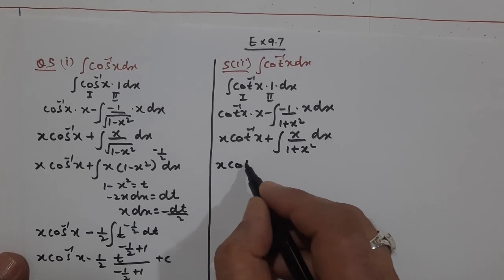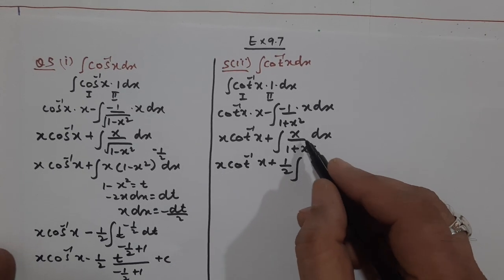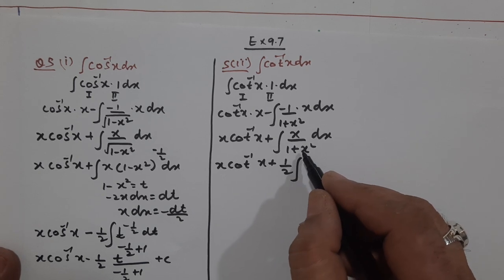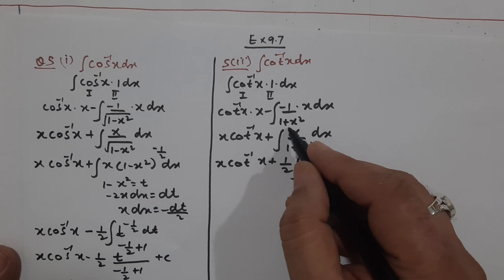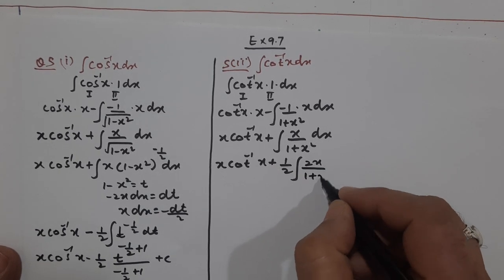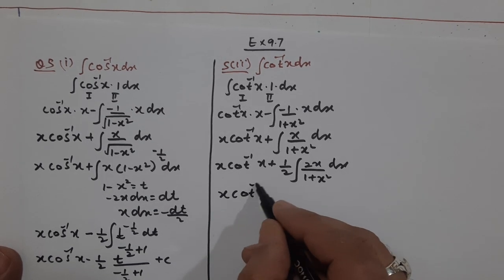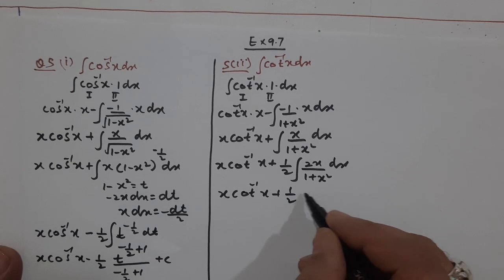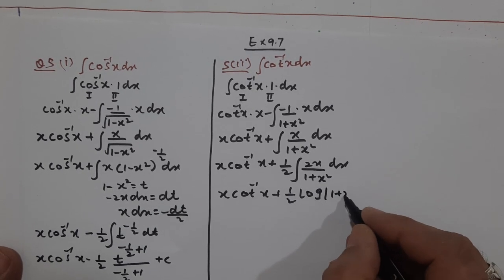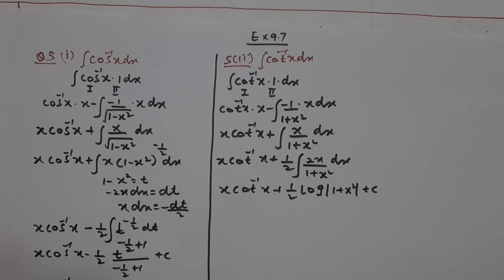So we get x cot inverse x, and 1 upon 2. Now to integrate this factor, in the denominator we have 1 plus x square, its derivative is 2x. So to make the derivative in the numerator, we multiply and divide by 2, 2x dx. So what we get? x cot inverse x plus 1 upon 2, f dash x upon f x is log f x. So students, this is the answer. So very simple question, students.